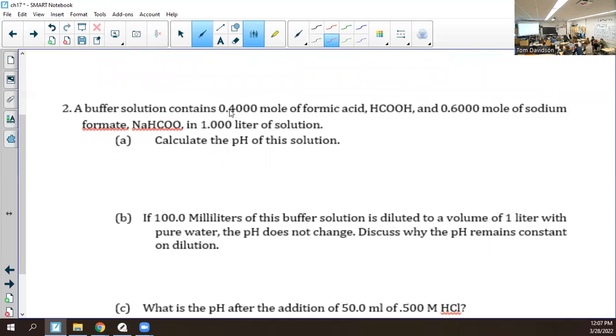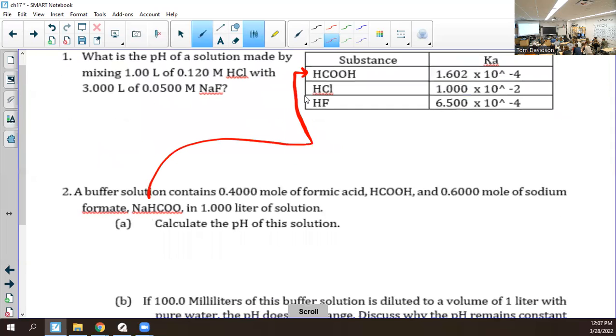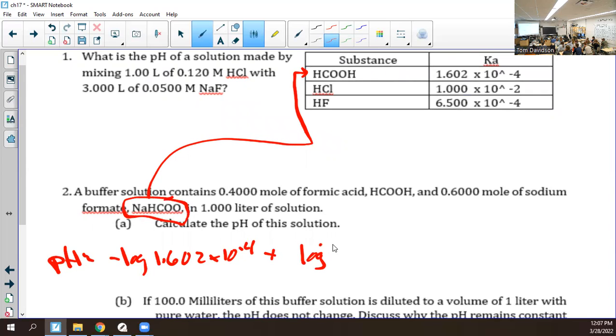All right, a buffer contains that much formic acid and that many moles of sodium formate in 1 liter of solution. Calculate the pH. We can do this all day long. I have this right here, right? You okay with that? If you're like, well, I don't know the Ka, well, it was up on there. So pH equals negative log 1.602 times 10 to the negative 4 plus log of B, which is which one? Tell your partner. All right, the one from the salt. So that's 0.6, right? I don't know why the decimal's there, but it is now.